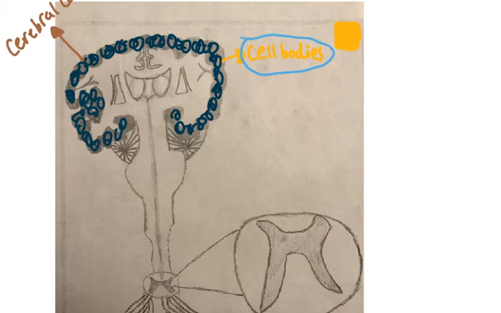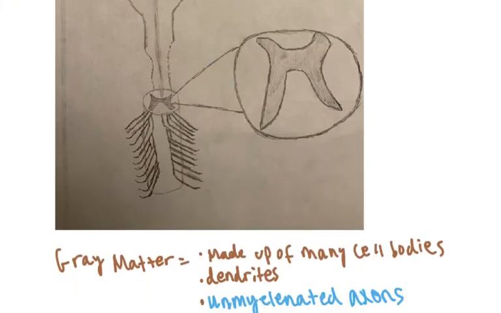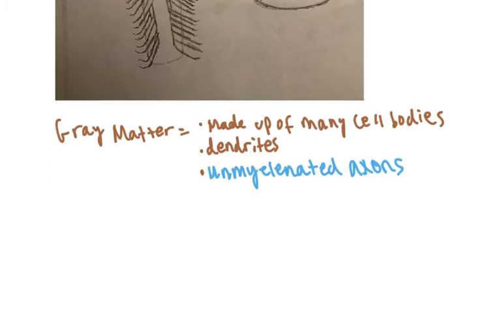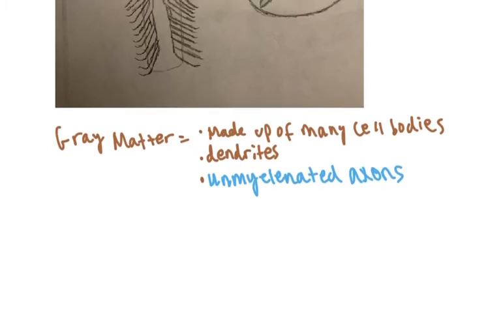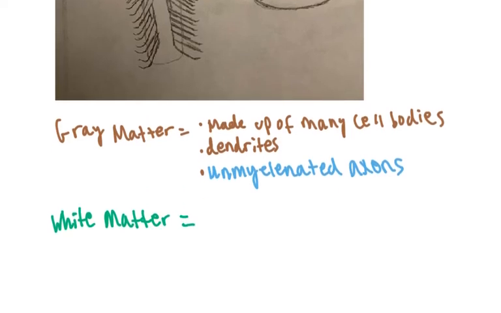And so now let's go ahead and classify what exactly white matter is. Alright, so white matter in the central nervous system is pretty much going to be the long myelinated axons. So it's going to be full of myelin, long myelinated axons.